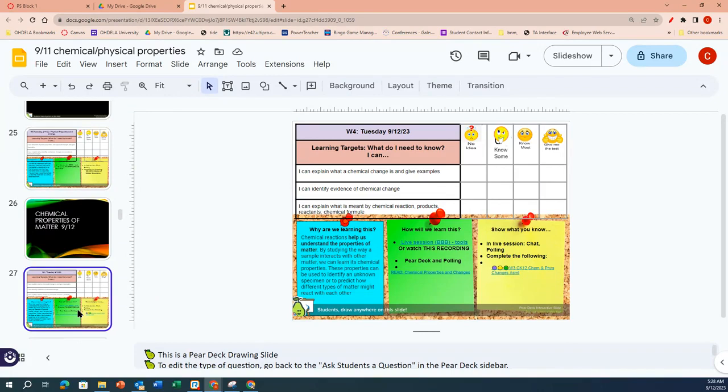Why am I learning this? Chemical reactions help us understand the properties of matter. By studying the way a sample interacts with other matter, we can learn its chemical properties. These properties can be used to identify an unknown specimen or predict how different types of matter might react with each other. So we're going to look at the live lesson. Tomorrow we'll do a pair deck as a review.